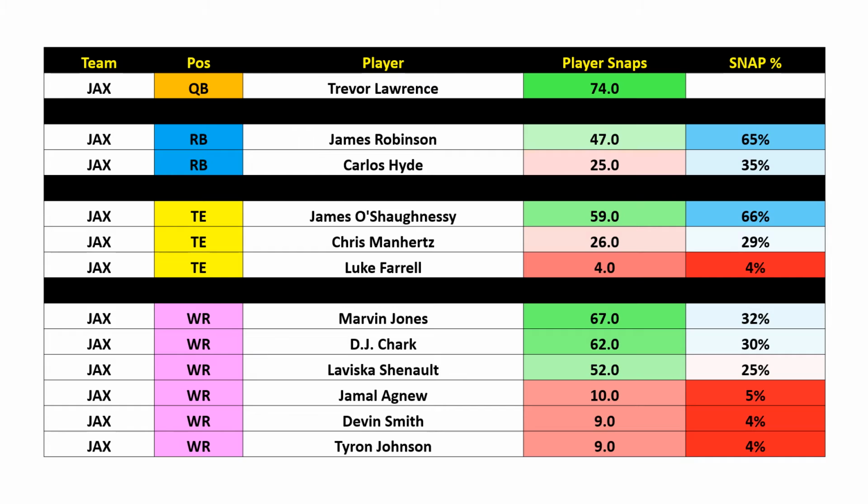James Robinson versus Hyde, 65%. That's good, but I don't know if that's where you drafted him. You know, if you were zero running back play, I don't know. Hyde being 35 is good.